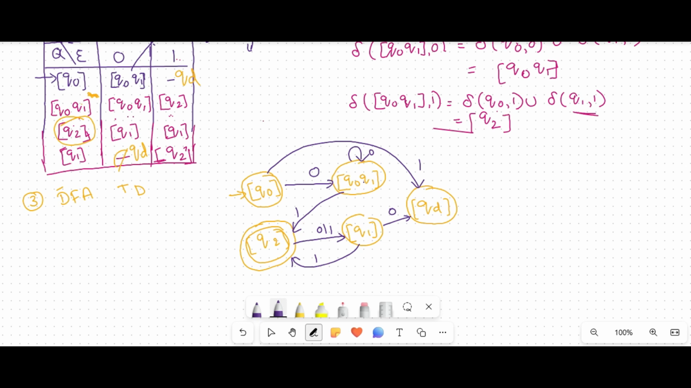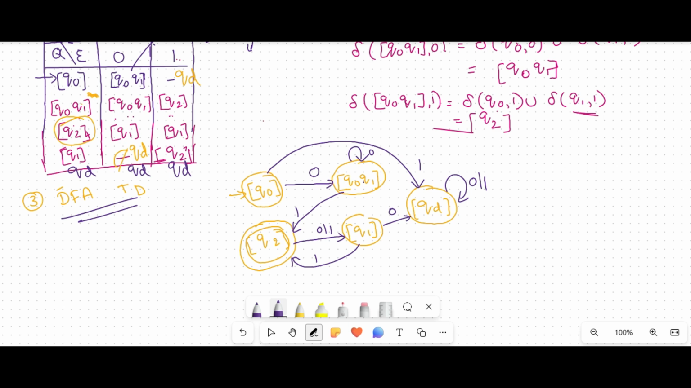Then what shall we do? Q2 should have a transition. Madam, you may get a doubt that this is another state you have introduced, so how will the transitions be for this QD state? Simply 0 or 1. If you want to add it in the transition table, simply QD, QD, QD. Like this you can write. So this is your DFA transition diagram.